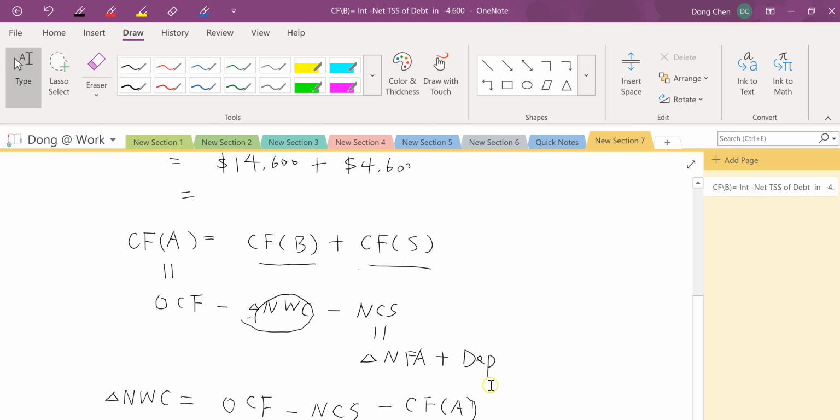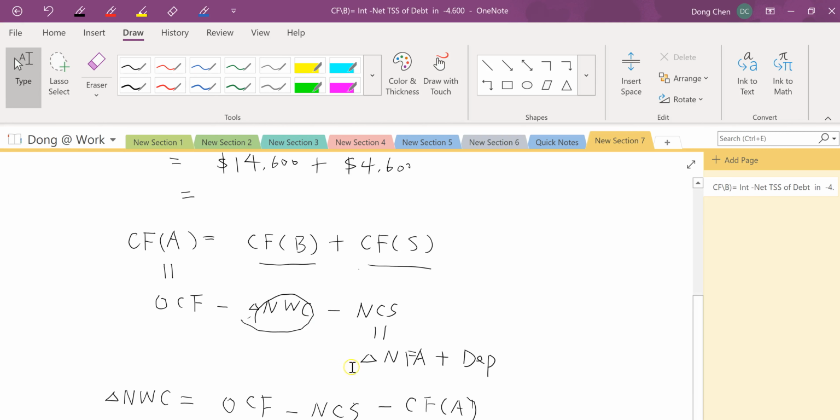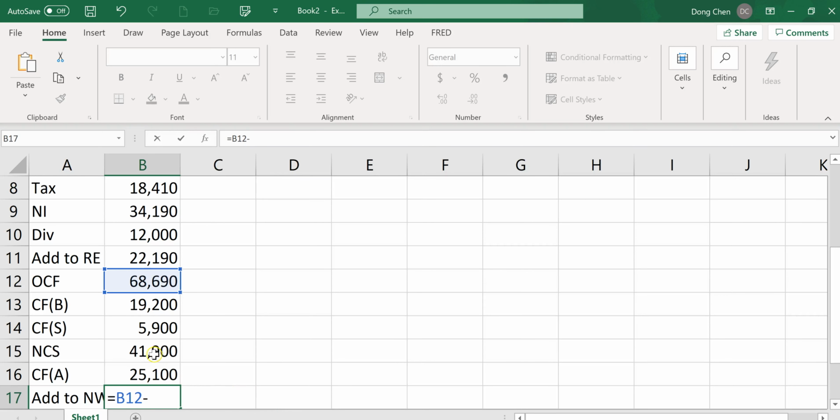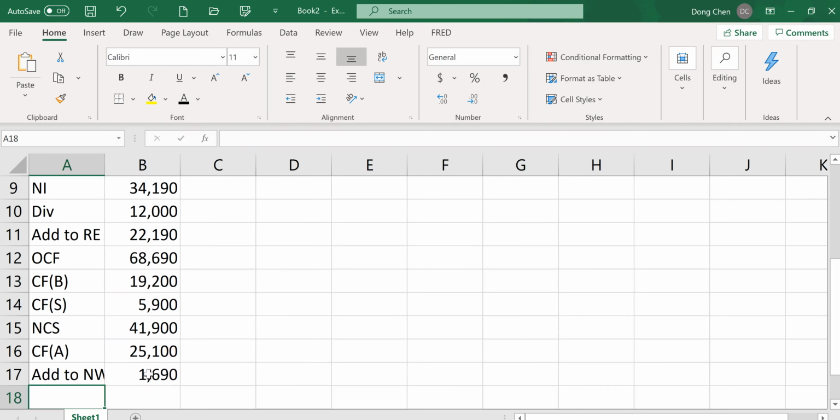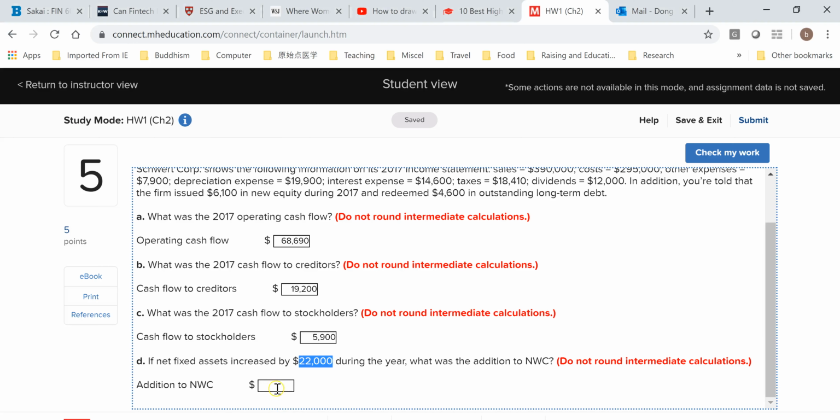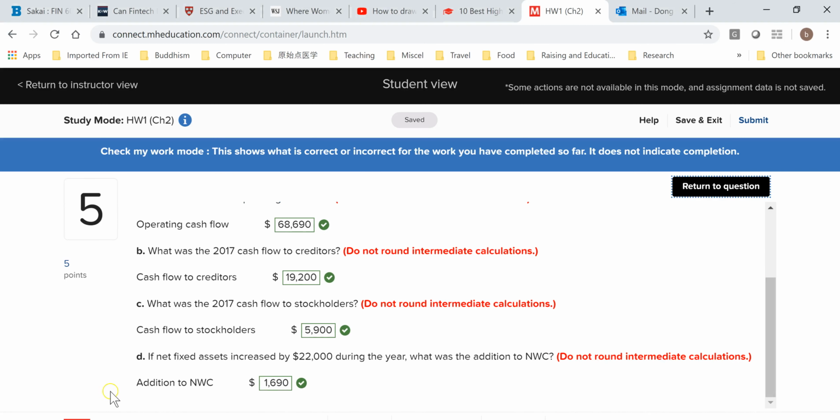So now it's operating cash flow minus the net capital spending minus the cash flow from assets. So then I can just write the addition to NWC equals, we start from operating cash flow, and then we go back to this, minus the net capital spending, and then we minus the cash flow from assets. So then we're getting the final part of this answer. Okay, so now it's time to check my work. Okay, great. We got all these numbers right.